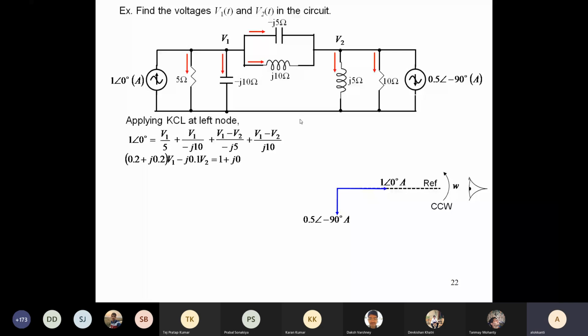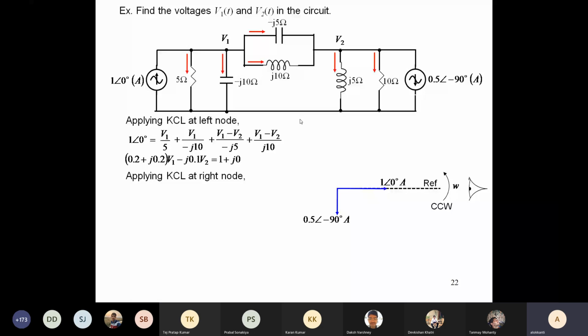So 1 angle 0 basically means 1 cos 0 plus j sin 0. Sin 0 is 0. So on the right hand side you have 1 plus j0. If you write it in the form a plus jb, you basically have this. So what is the KCL at the right node? Applying KCL at the right node, what will be the equation?